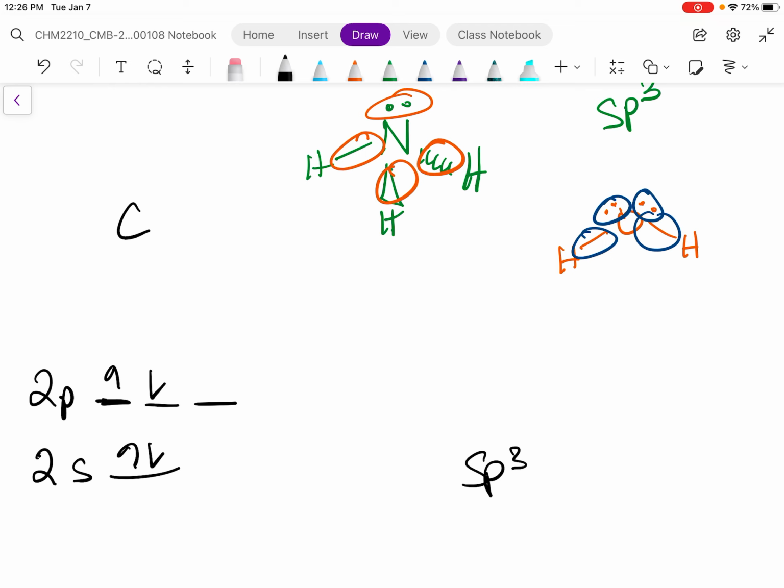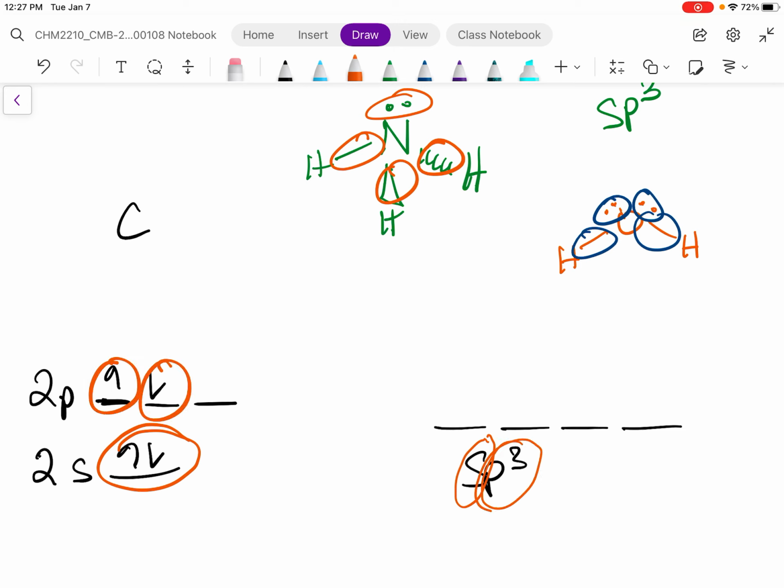sp3 hybridized means we are going to take and generate 4 degenerate orbitals. Degenerate means what? Same energy level. So we're going to generate 4 sp3 hybridized orbitals. What does that really mean? We are taking 1 s orbital, which is this guy. That's an s orbital. And we're taking 3 p orbitals. 1, 2, 3. And we're going to mush them together using math and hybridize them to make 4 degenerate orbitals.